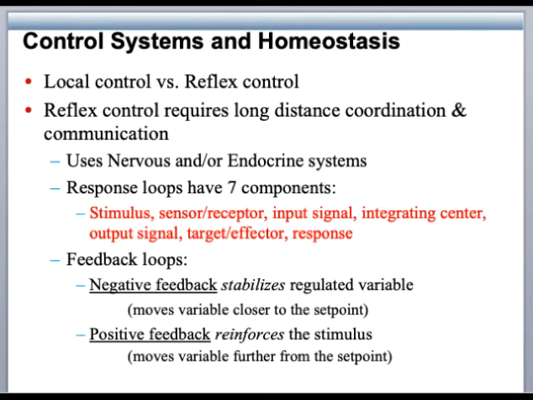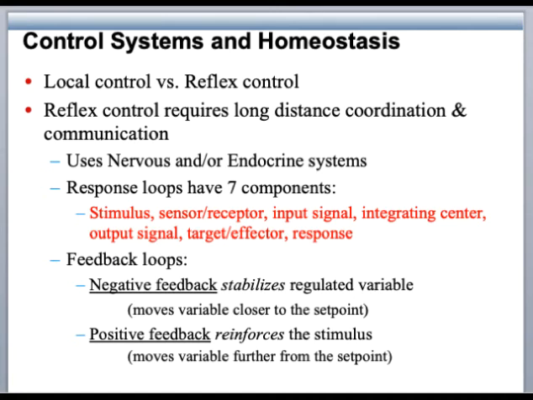So again, just a little bit more about local control versus reflex control. Local just means the response is restricted to the area where the change took place or the stimulus was detected. We'll see a lot of examples of local control. Here's another one. This would be like when the blood vessels just in your fingers constrict to conserve heat on cold days. The 7 response loop components that I highlighted here in red, these are going to come up many times this semester, so a little bit more on these later.